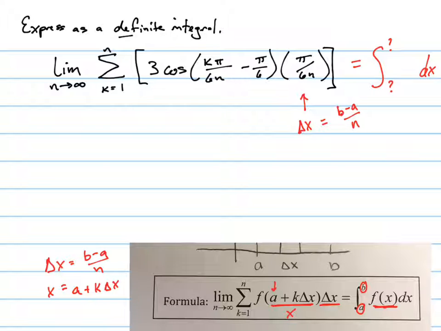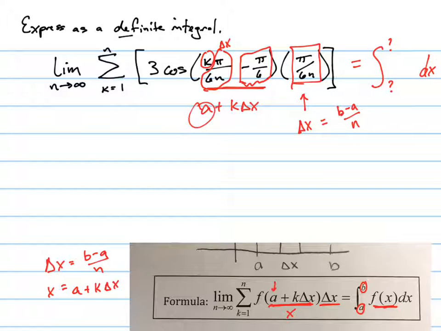So here are my formulas. Well, this is my change in x right here. And this is my a plus k change in x. So here's my k change in x. Do you see that? There's k change in x. So that means this right here is my a. Make sense? So down here it goes negative pi over 6. Follow how I'm coming up with that?